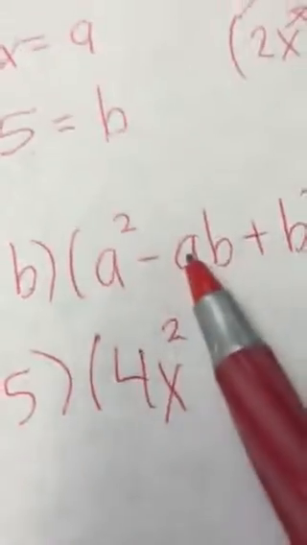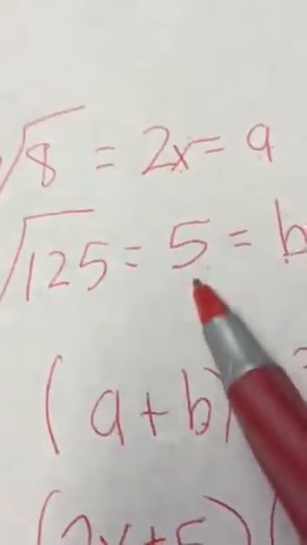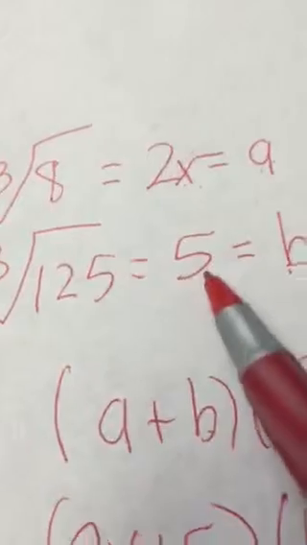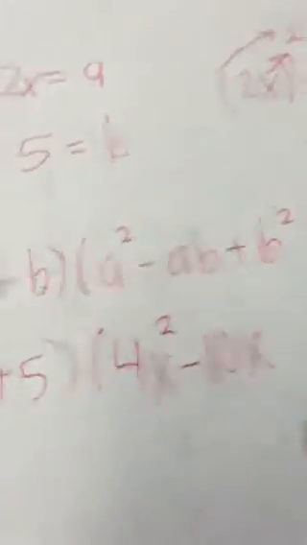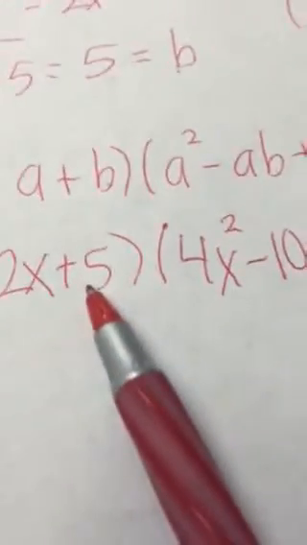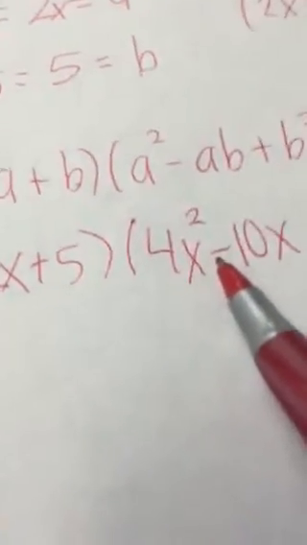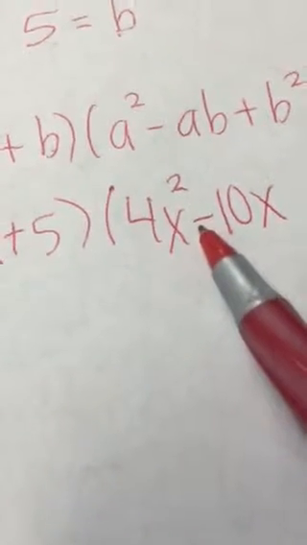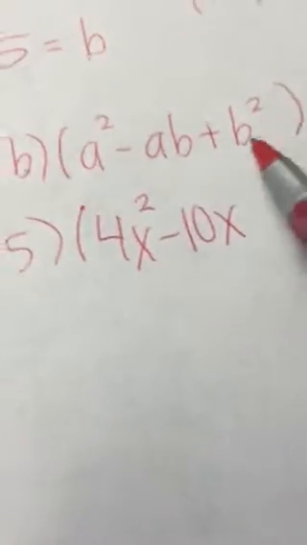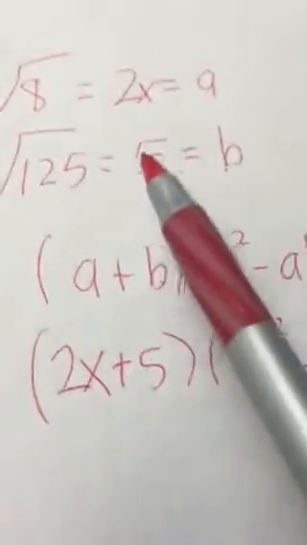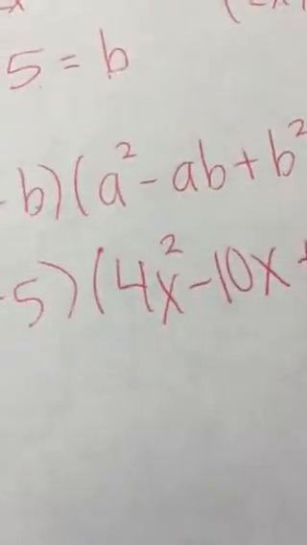Now we have A times B. So A was 2x, B was 5. 2x times 5 is 10x. And it's always going to be opposite of the sign in the first factor. This is a positive, this is a negative. We want that so that they'll cancel out. I will show you that in just a little bit so you can check your answers. Now the last term is B squared. B, recall, was 5, and 5 squared is 25.